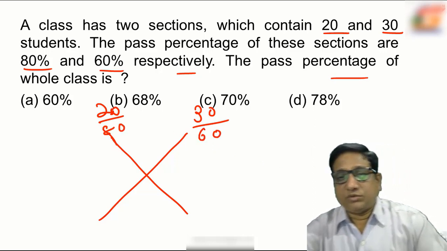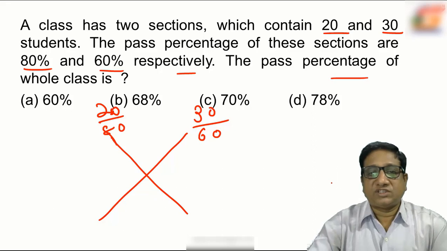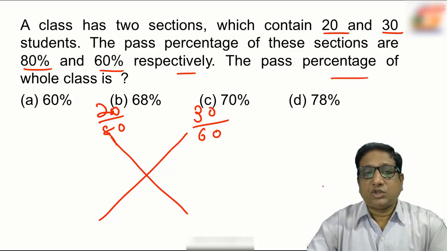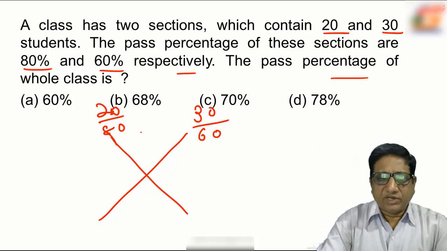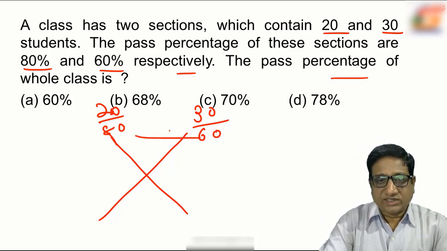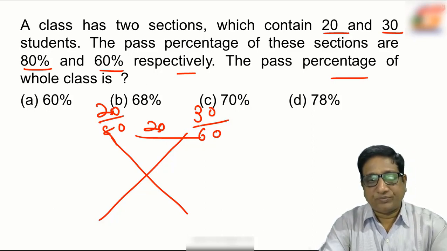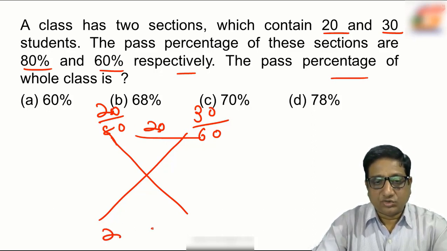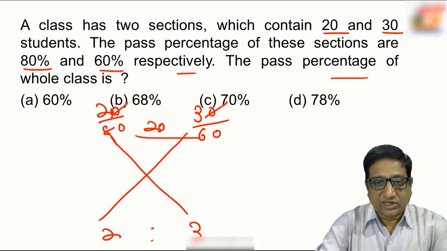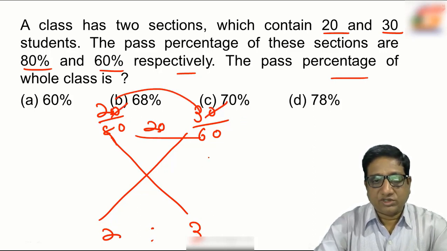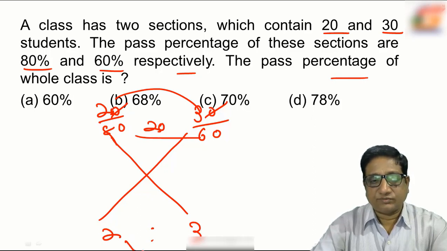If you have not understood the concept and trick of alligation mixture, go to the alligation mixture video and learn it carefully. The difference between these two percentages, 80 and 60, that is 20%, will be distributed between these two legs in the ratio 2:3. Why 2:3? Because 20:30 is 2:3, and this ratio is equal to the bottom ratios. Try to learn it carefully.